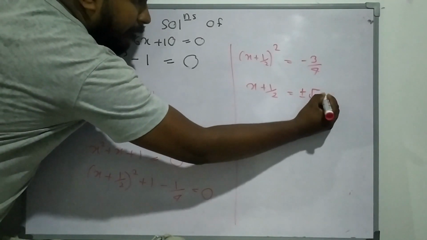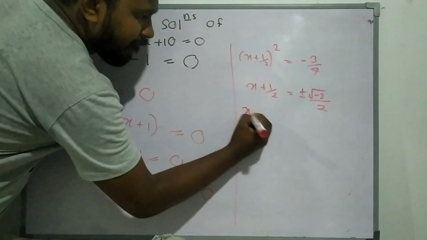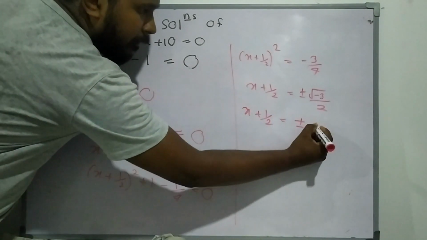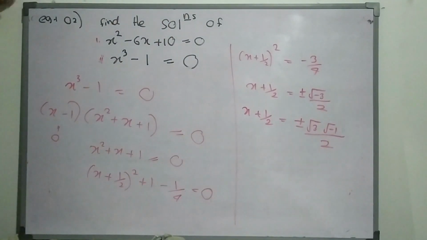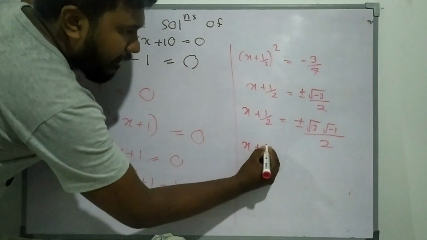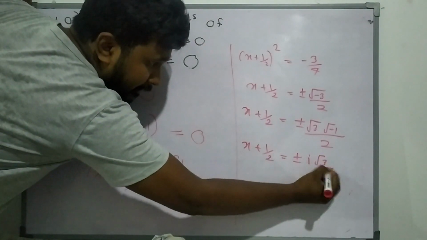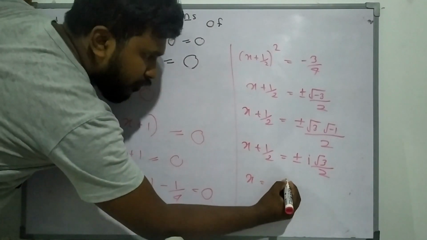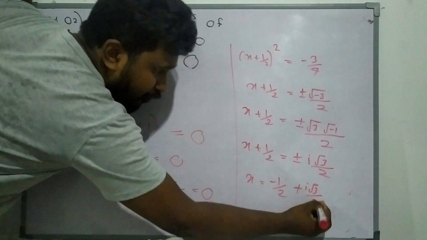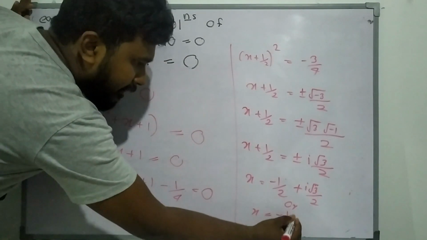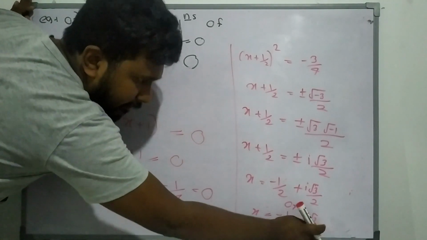x plus half equals plus or minus root of minus 3 over 2, which is plus or minus i root 3 by 2. So x equals minus half plus i root 3 by 2, or x equals minus half minus i root 3 by 2.